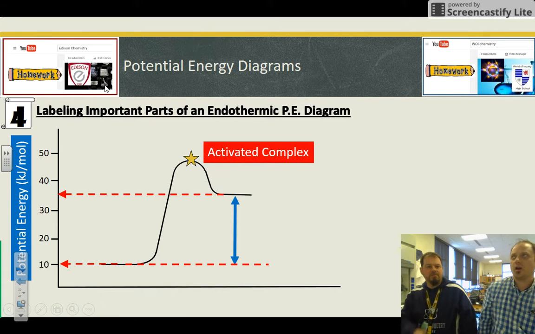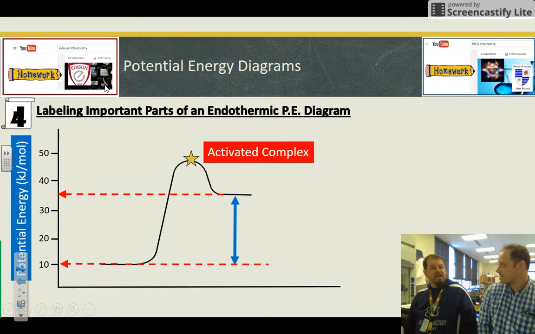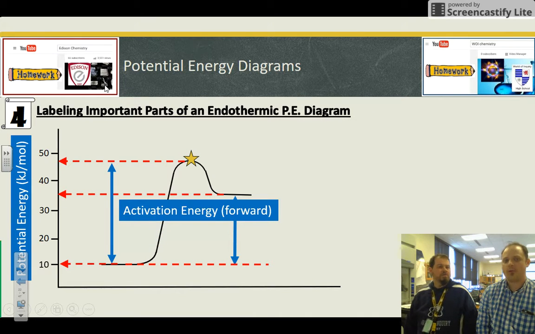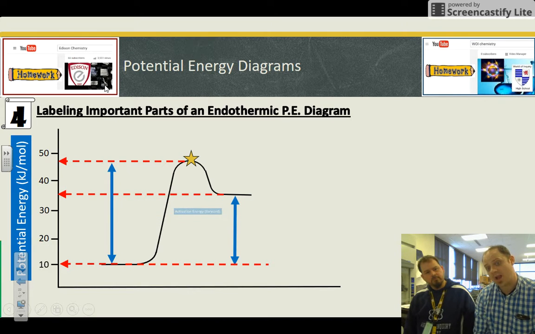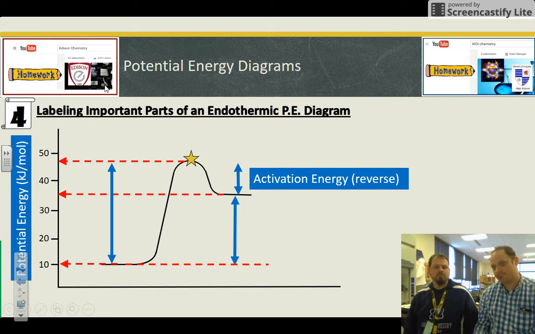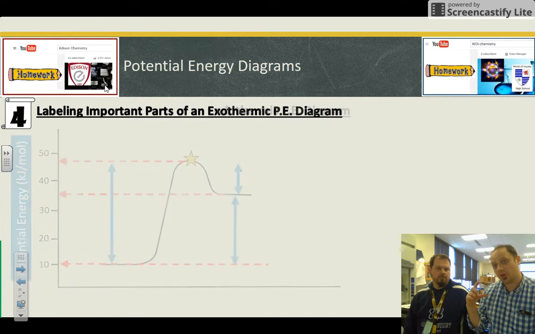Specifically, the little star up top is the activated complex, a noun, that very top of the hill. And that gives me the total activation energy in the forward direction: how much energy it took to get from the bottom of the hill on the left to the top of the hill. There's an activation energy for the reverse reaction as well, and it's less. Coming from the right to the left would be a smaller hill to get over.